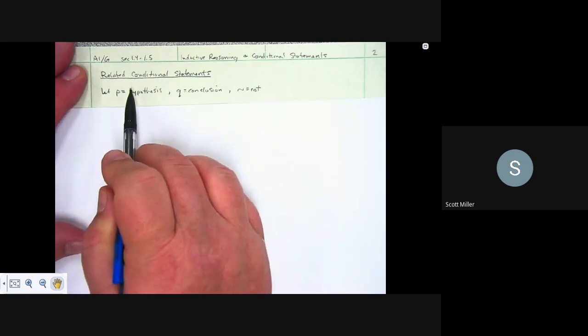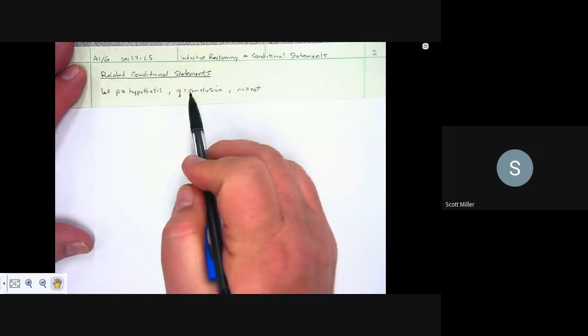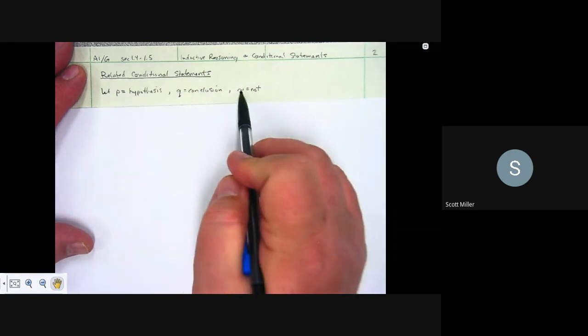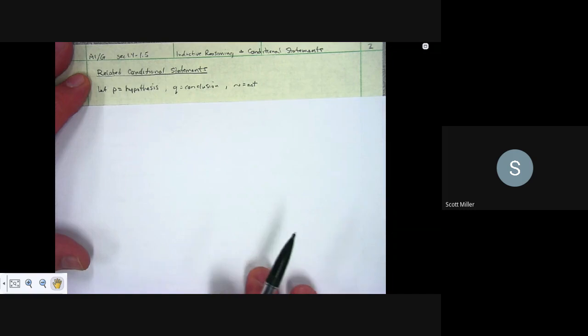Here's how these break down with different kinds, and some notation that they use to indicate it. Related conditional statements. I'm going to let this letter P represent the hypothesis. So remember, the hypothesis is the part that follows if, and then the conclusion, Q. Okay, that's the part that follows then. If you see this symbol right here, this little tilde, in this world of mathematics, although it's supposed to mean similarity when I talk about objects, in statements it means the word not. Okay, it's called the negation. It means not something.